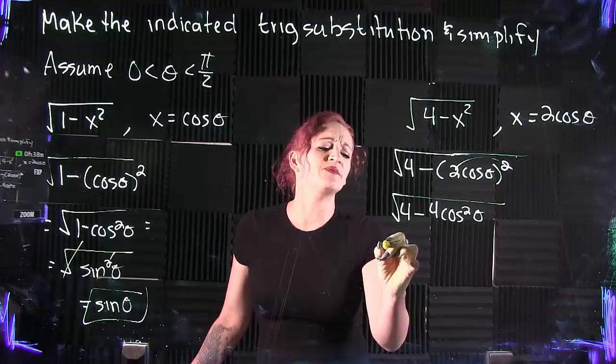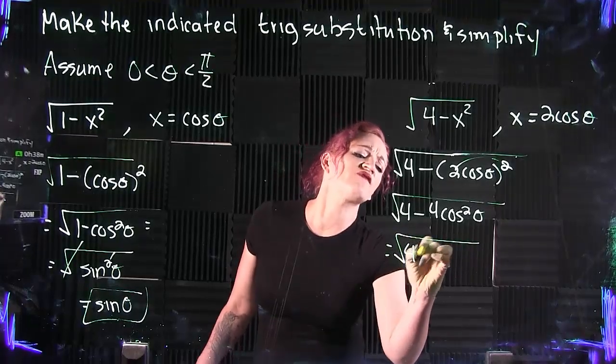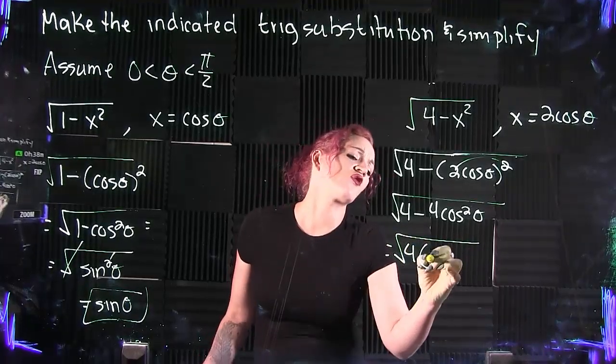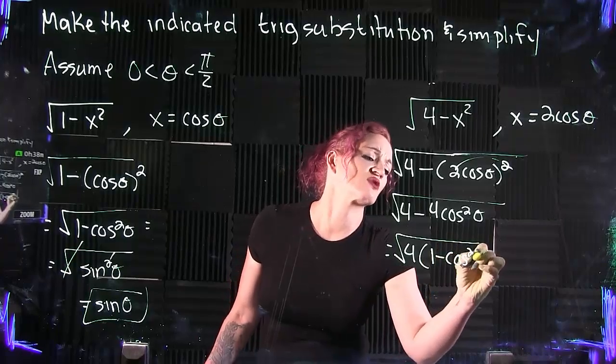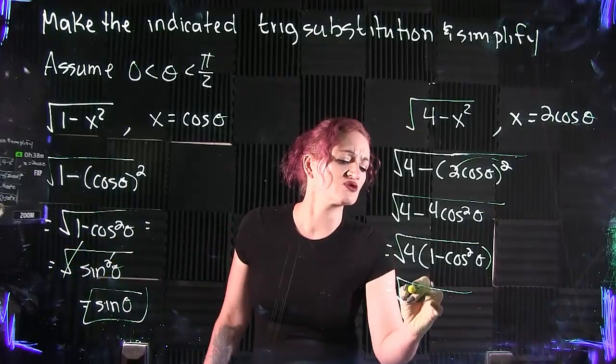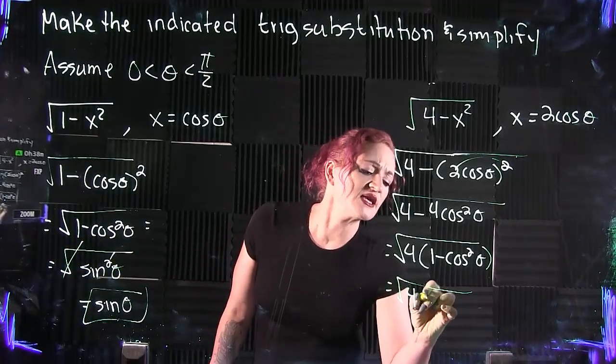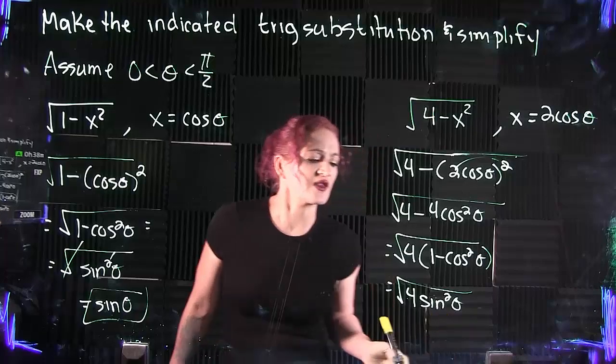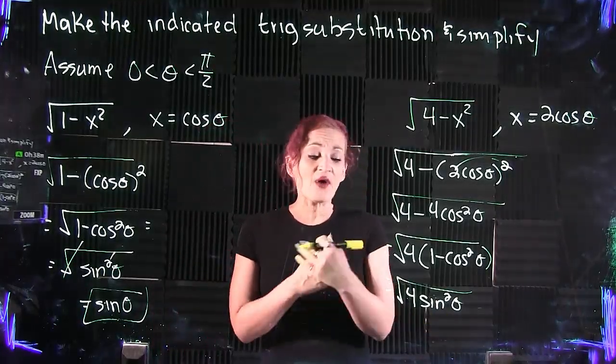Continuing to simplify here, let's factor out that 4 underneath the radical. Let's pull that 4 out to give us 1 minus cosine squared theta. And just like we used before, 1 minus cosine squared theta is equal to sine squared theta that we can plug in there. Now actually take the square root here.